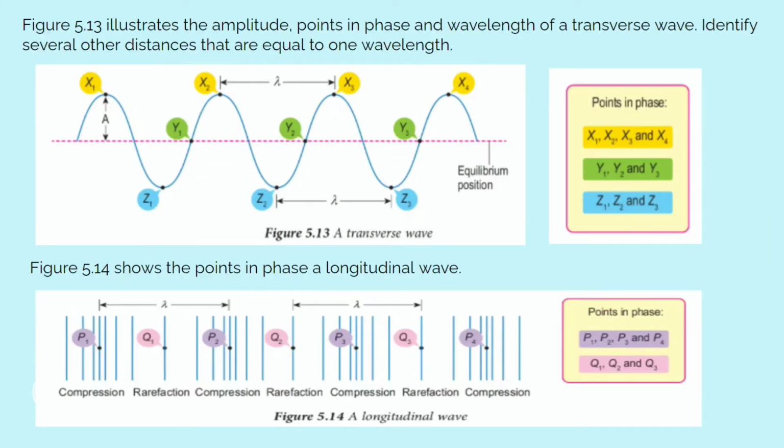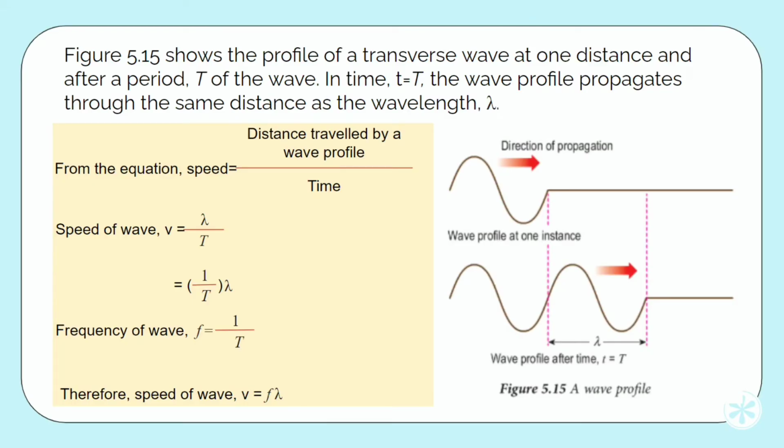Figure 5.13 illustrates the amplitude, points in phase and wavelength of a transverse wave. Identify several other distances that are equal to one wavelength. Figure 5.14 shows the points in phase of a longitudinal wave. Figure 5.15 shows the profile of a transverse wave at one instant and after a period T of the wave. In time t equals T, the wave profile propagates through the same distance as the wavelength, lambda.